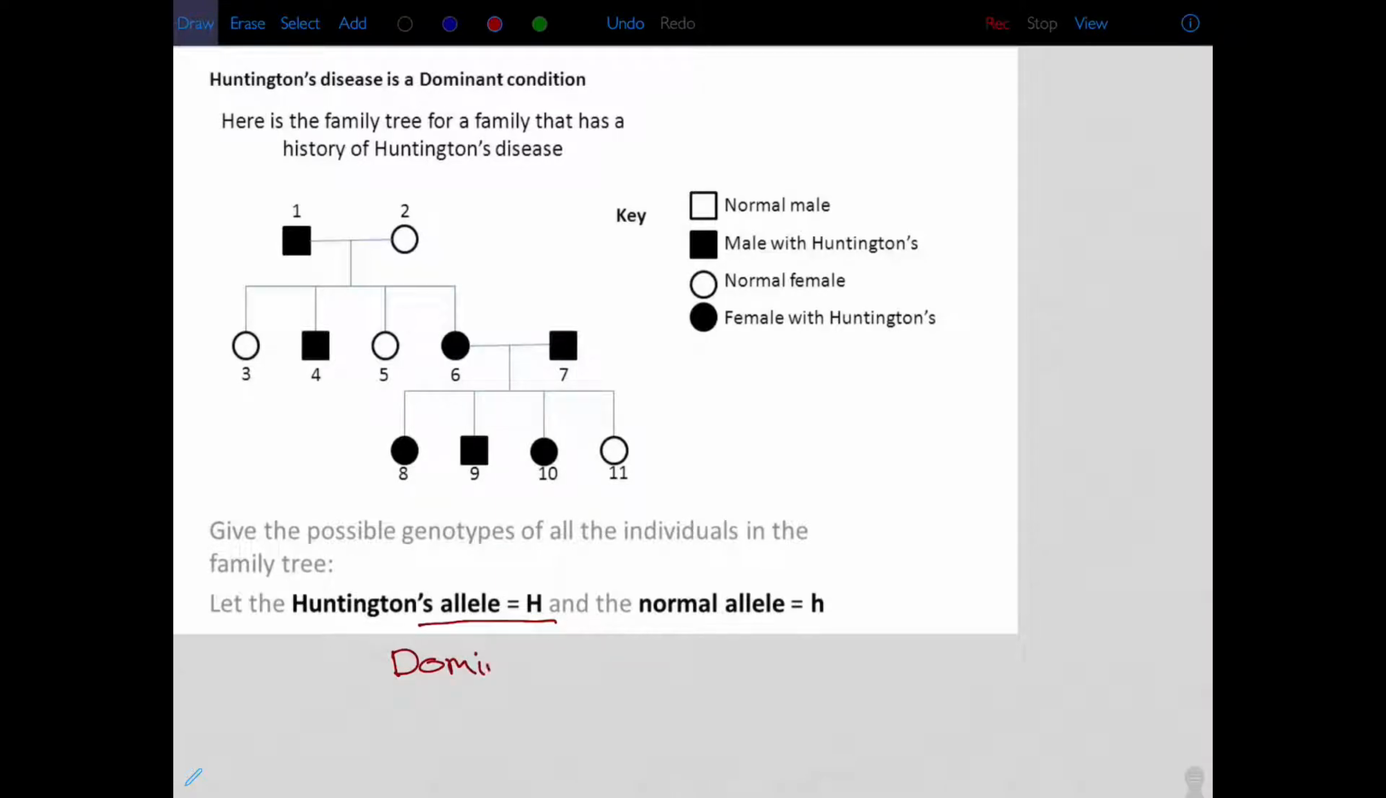The first point I'd like to make is at the bottom here we are given the alleles. So we've got a capital H here which represents the dominant allele, and we've got a lowercase h which represents the recessive allele. So with dominant, you just need 1 copy to get the disease. With the recessive allele, you need at least 2 copies.